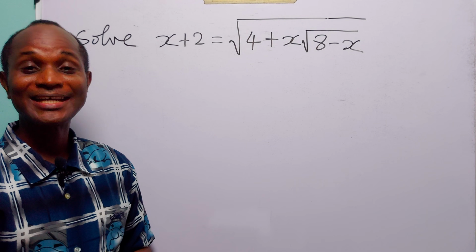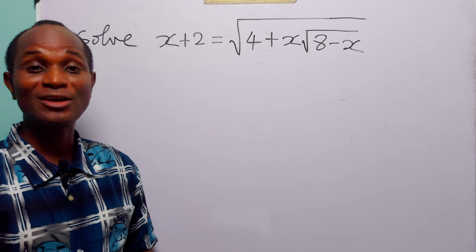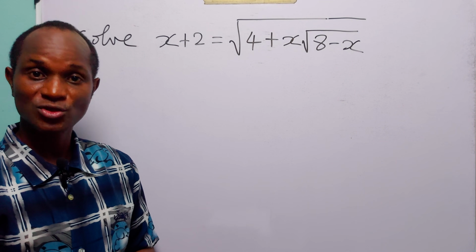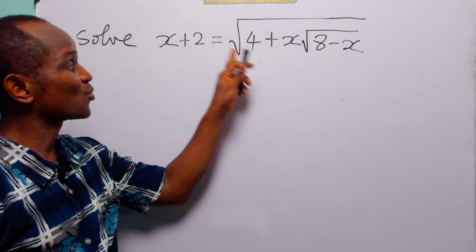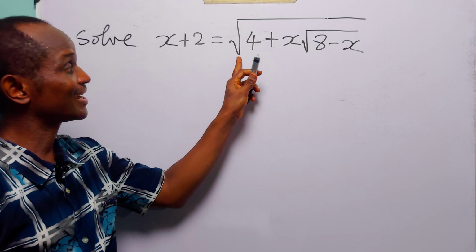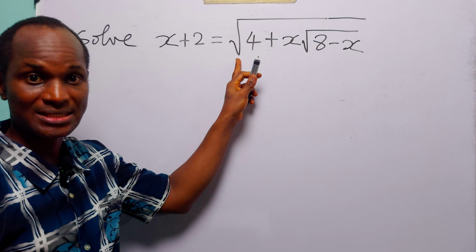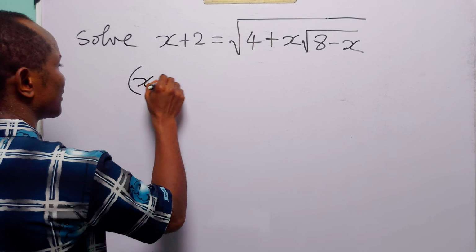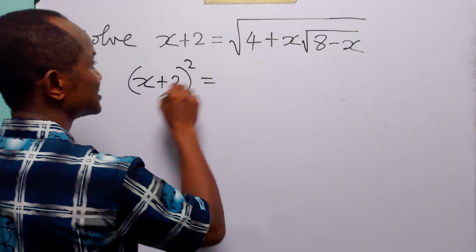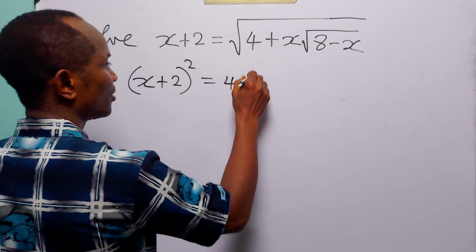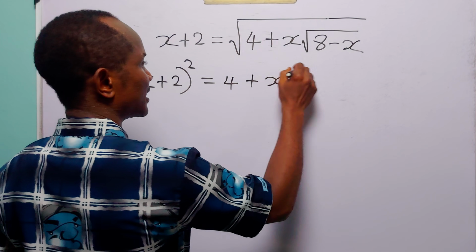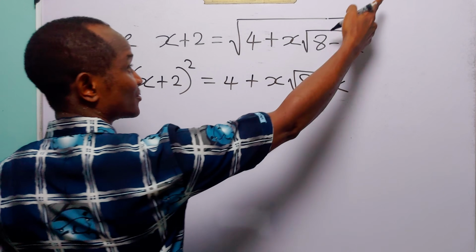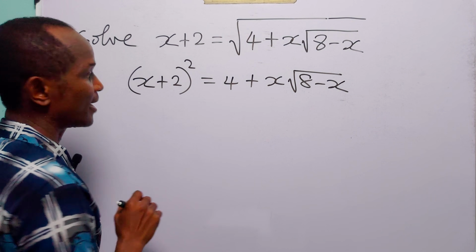Hello and welcome. In this math tutorial, our task is to find the real values of x that satisfy this radical equation. To solve this problem, let us start by squaring both sides of the equation to get rid of this square root on the right-hand side. When we do that, we have (x + 2)² is equal to 4 + x√(8 − x). Of course, the square is going to take care of the square root.